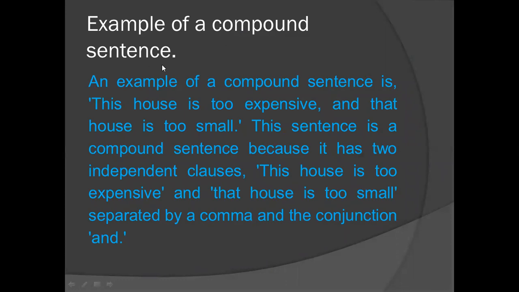Examples of a compound sentence. An example of a compound sentence is, this house is too expensive, and that house is too small. Here you can see this sentence is a compound sentence. Why? Because it has two independent clauses, this house is too expensive and that house is too small, separated by a comma and the conjunction and.